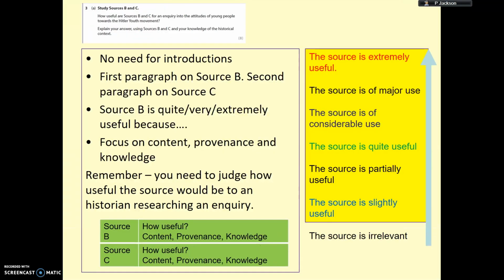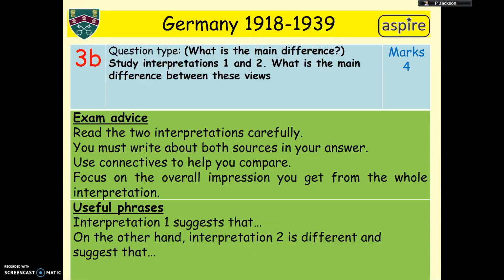For this question, there's no need for introductions at all, so you're going to write the first paragraph on B, the first paragraph on C. Try and quantify as well to get the highest marks exactly how useful it is. So if you don't think it's much use at all, you might say the source is irrelevant. If you think it's really, really useful, of major use, extremely useful, those phrases just help you to give a judgment for this question. The exam technique for that is exactly the same as the crime and punishment exam.